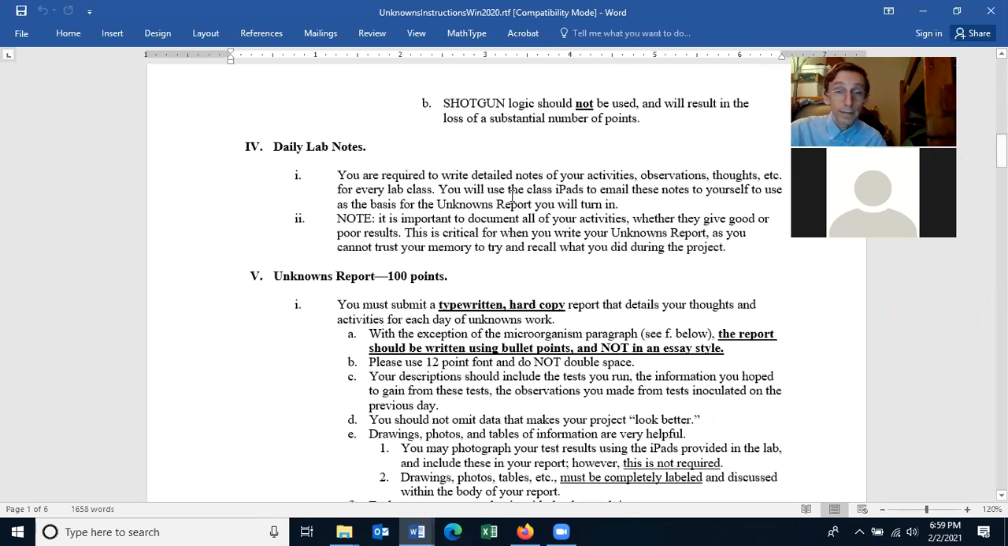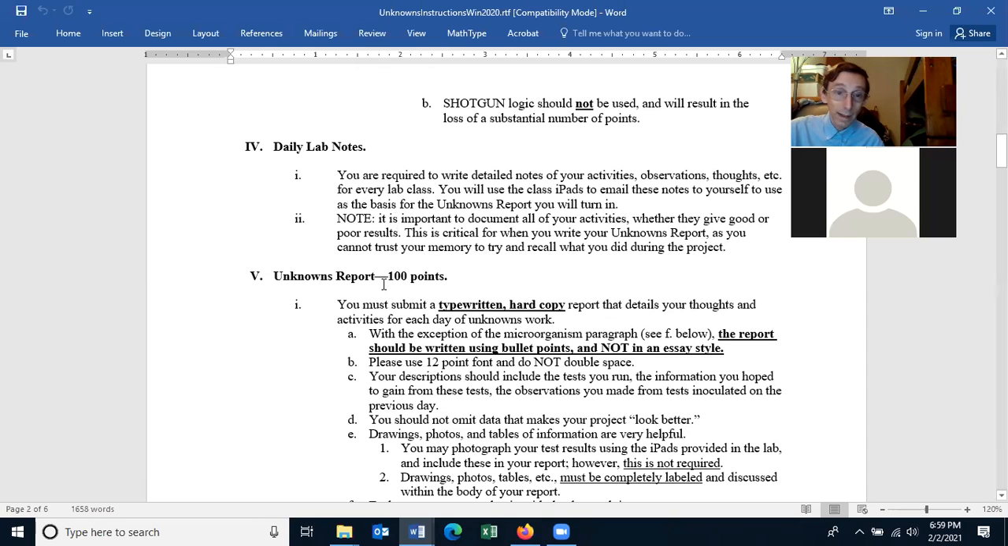You need to write notes for every day you're doing something. It doesn't have to be daily. For some of you, it will be close to daily. But whenever you're doing something, you should write up your notes. You should do those on the unknown notes pages. And then if I have any questions about your unknown report, I can go look in the unknown notes pages.